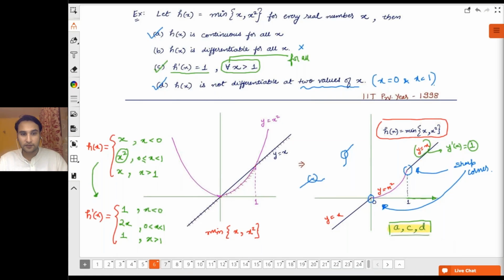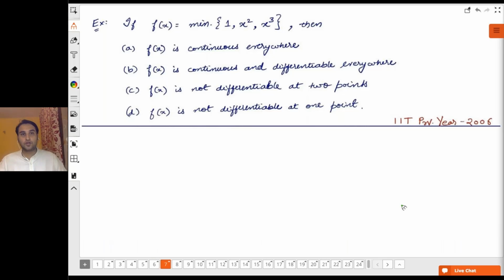Now solve this. IIT 2006. Exactly same problem, exactly same concept. Do it.